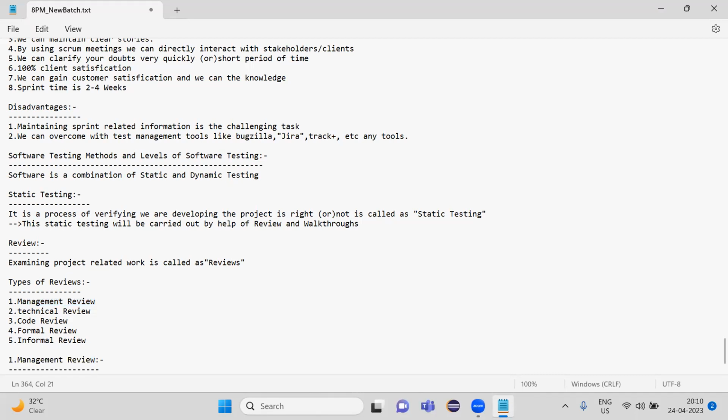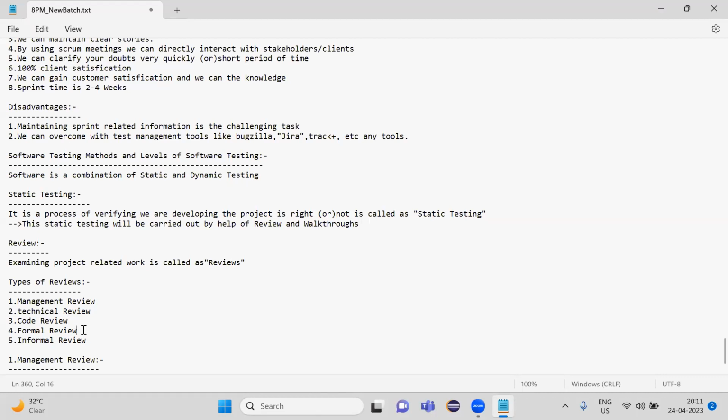Project manager, as a high level management team, like business analysts and project managers, will monitor the status. Yes or no? Coming to the technical review, who is going to take care of technical review? Designing people. Yes or no? Coming to the code review, who is going to take care of code review? Developers. Coming to the formal review, who is going to take care of this kind of review?